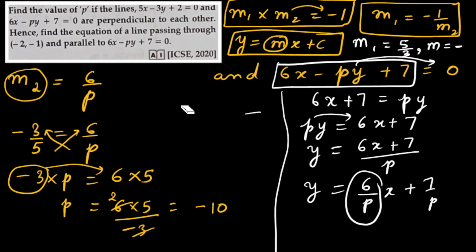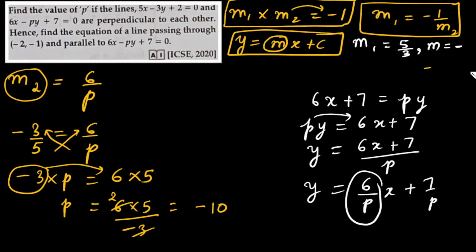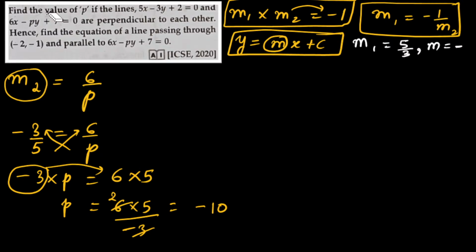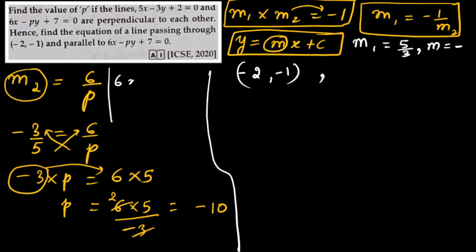So now let's see what we have to do. We found the value of P. Now we have to find the equation of the line passing through the point minus 2 comma minus 1, and which is parallel to the second equation. The second equation is this one, 6x minus Py plus 7 is equal to 0.